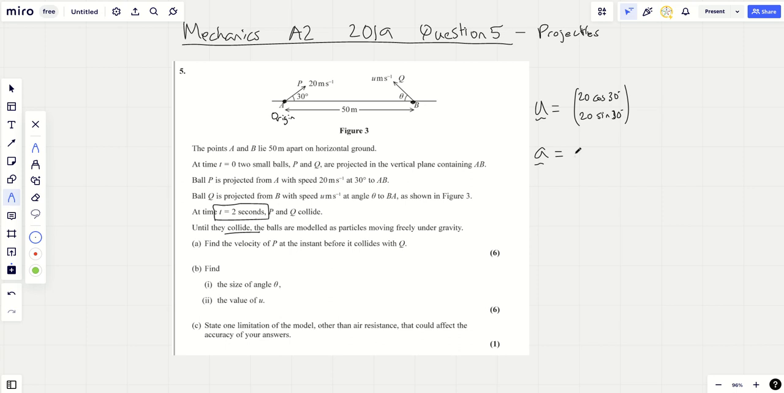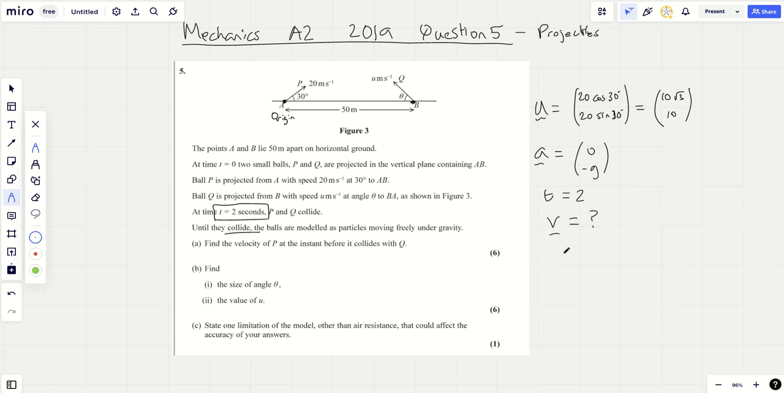a is going to be 0, minus g. Notice as well I'm using vectors. I know not all teachers do that, but I quite like doing it like that. I'm going to quickly simplify this as well, because cos 30 is root 3 over 2, so that's 10 root 3. And sine 30 is a half, so that's just 10. Okay, what else do I know? I know t equals 2, and I want to find v.